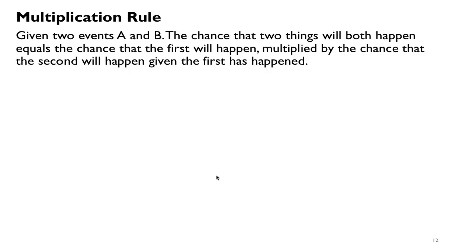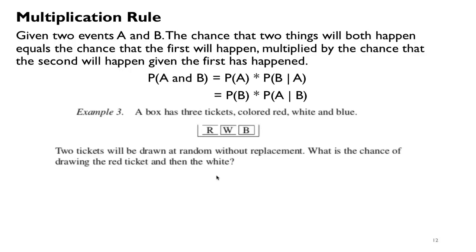Okay, let's talk about the multiplication rule. Given two events A and B, the chance that both things will happen equals the chance that the first will happen multiplied by the chance that the second will happen, given that the first has happened. So this is the multiplication rule. It says that the probability of A and B happening is, we can do it two ways, either the probability of A times the probability of B given that A has happened, or we can do it another way, the probability of B times the probability of A given that B has happened. So this is the multiplication rule.